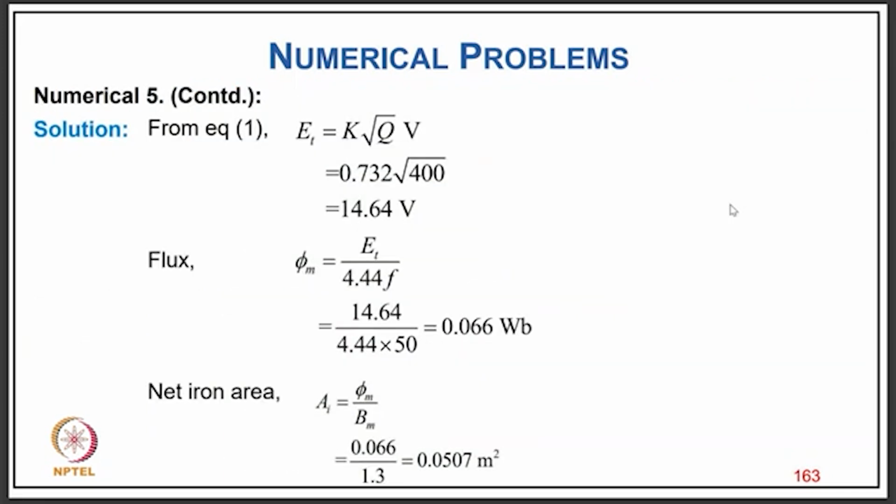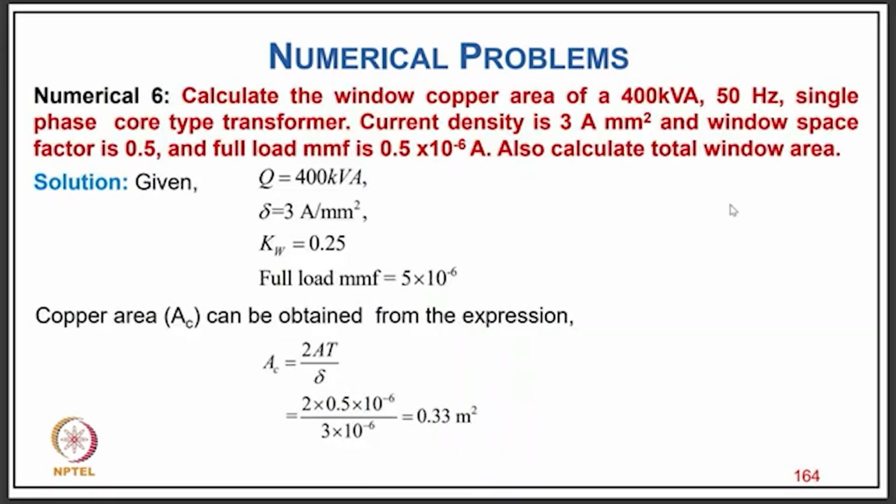0.732, and then Et can be calculated by putting the K value and kVA, that comes 14.64 volt, and flux phi m equals Et upon 4.44 f. So it comes 0.066 Weber. Net iron area Ai is phi m upon Bm, so it comes 0.0507 meter square.